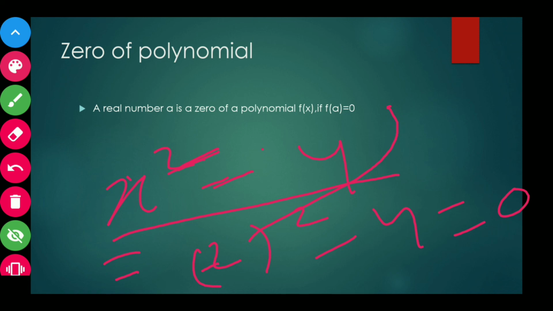From here you can conclude that if the degree of a polynomial is 2, the number of zeros is 2. If the degree of a polynomial is 3, the number of zeros of that polynomial is 3, and continue. That means if the degree of a polynomial is n, then the number of zeros of that polynomial should be n. Let's move to the next topic.